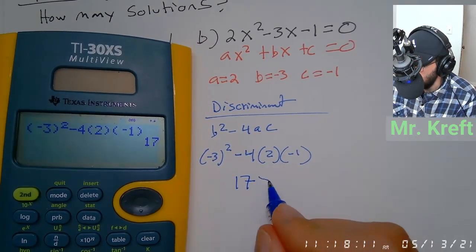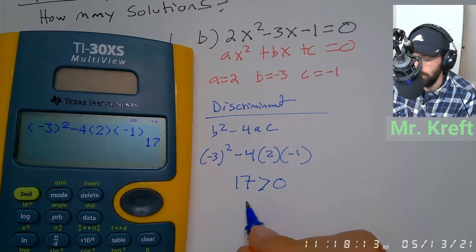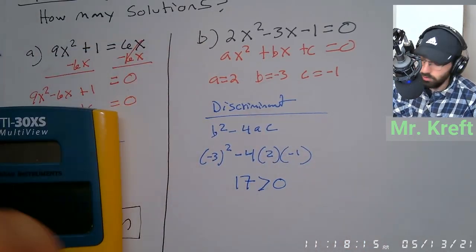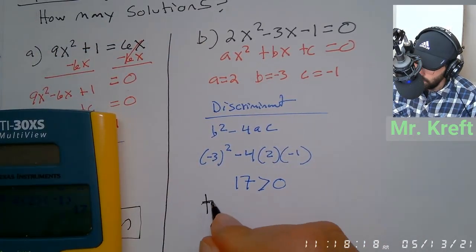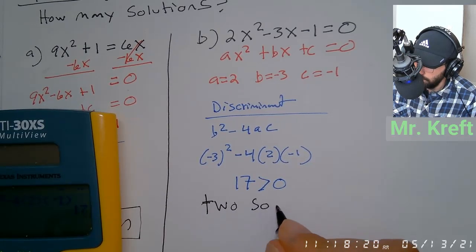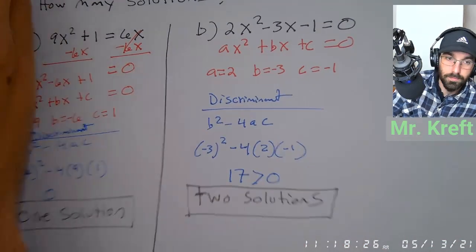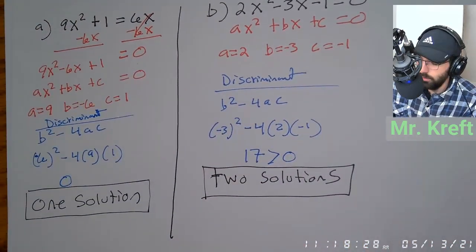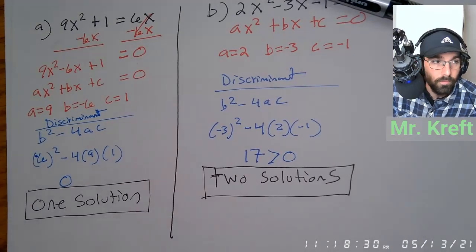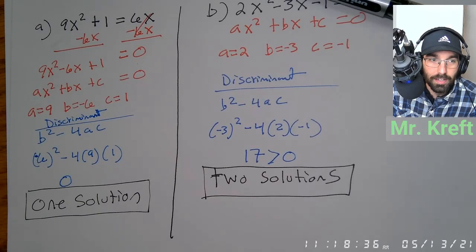This is positive. So that means it's greater than 0, right? So it's positive. So how many solutions is that? That is 2 solutions. Okay, I have 2 solutions. So excellent.